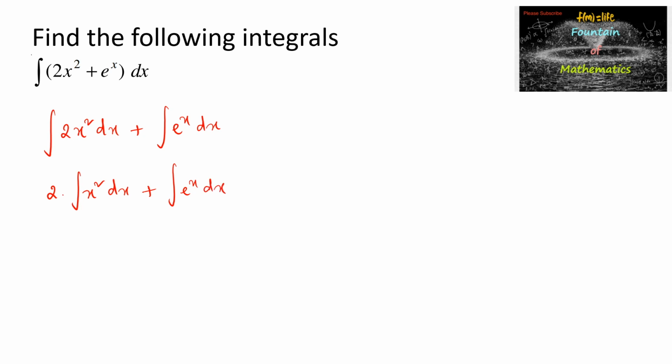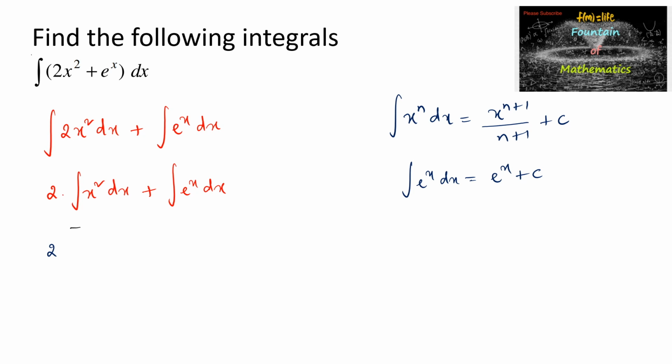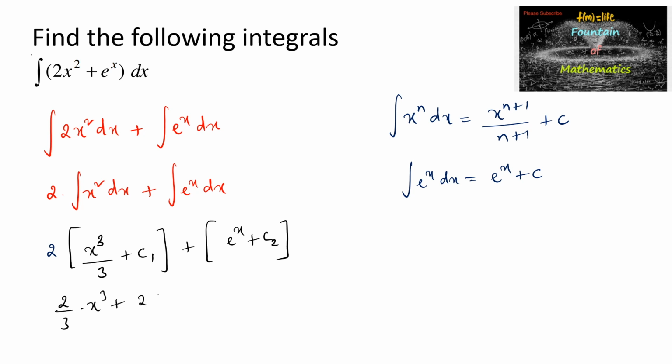And we have the property integration of x power n dx is equal to x to the power of n plus 1 upon n plus 1 plus c, and integration of e power x dx is equal to e power x plus c. So here I can write 2 times the integration of x square is x to the power of 2 plus 1, that is 3, divided by 3 plus some constant c1, and here integration of e power x is e power x plus some constant say c2, and now 2 by 3 times x power 3 plus 2 times c1 plus e power x plus c2.